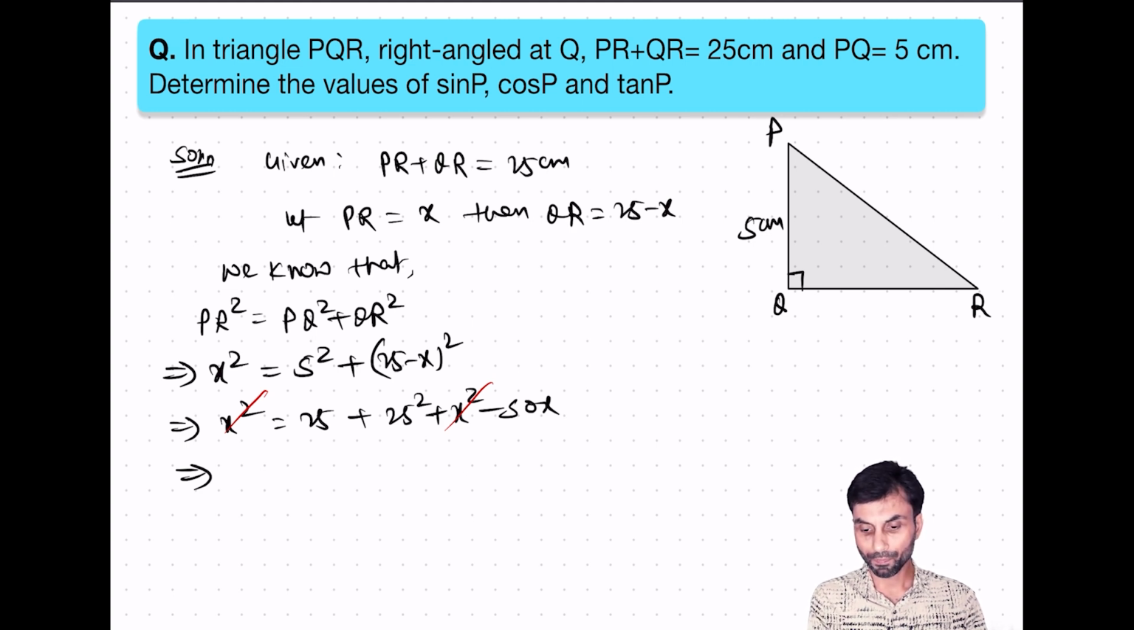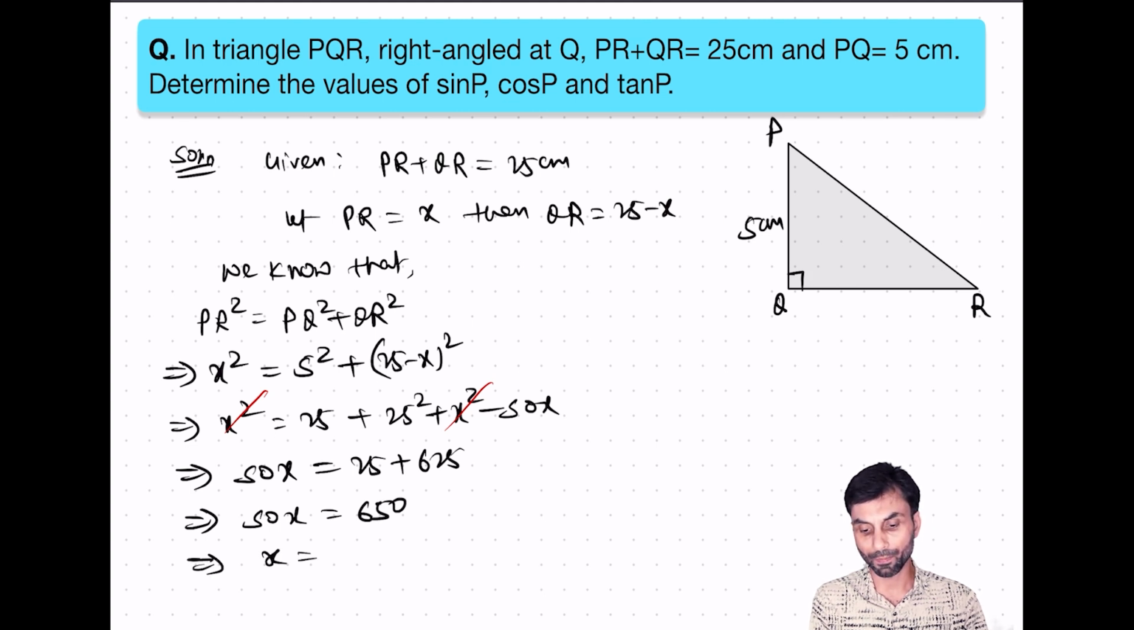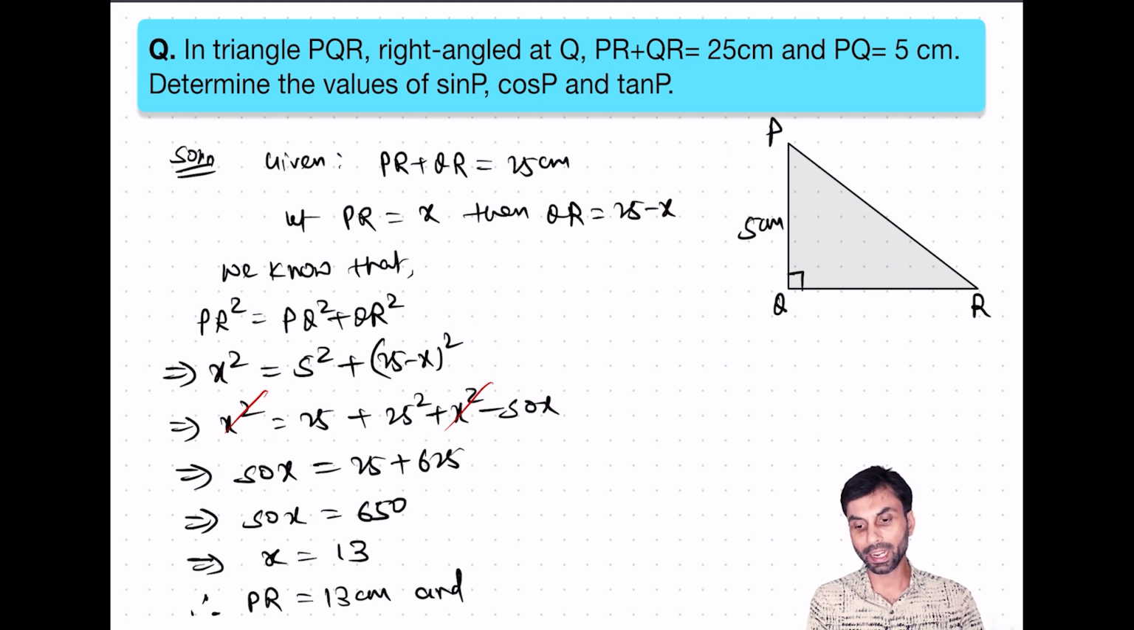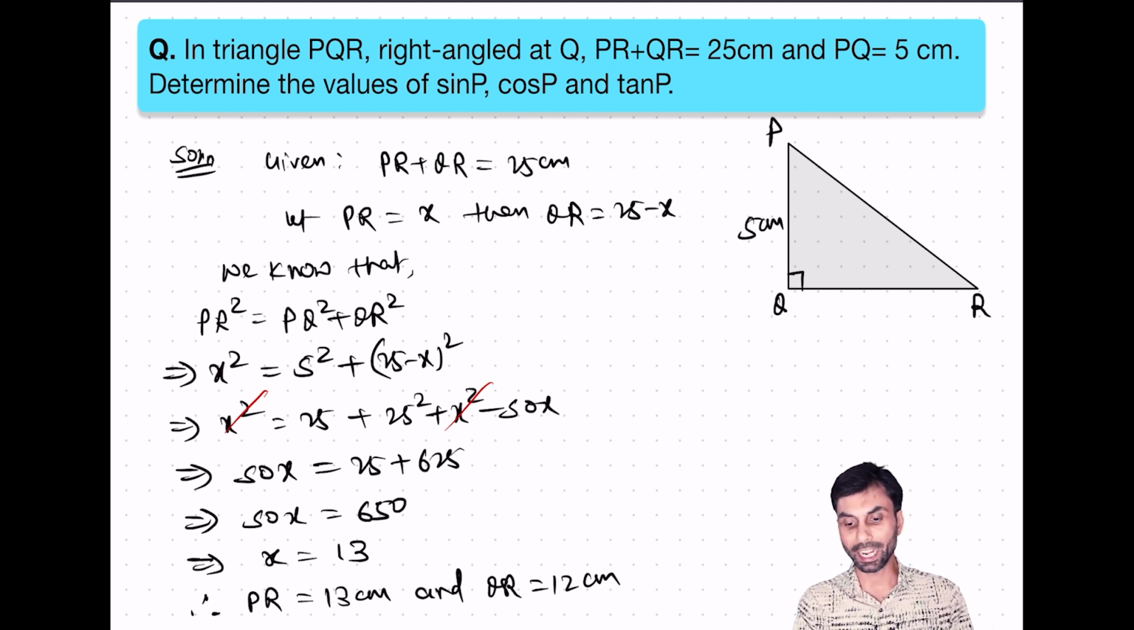We will get here 50X when it is transposed to the left. We'll get 25 plus 625. That means 50X will be equal to 650, and so the value of X will become 13. And once we have got the value of X, therefore we can say that PR equals 13 centimeter and QR will be equal to 12 centimeter. So we are ready to find the value of sin P, cos P and tan P. Let's find it out.